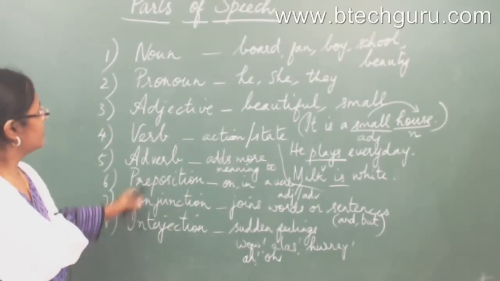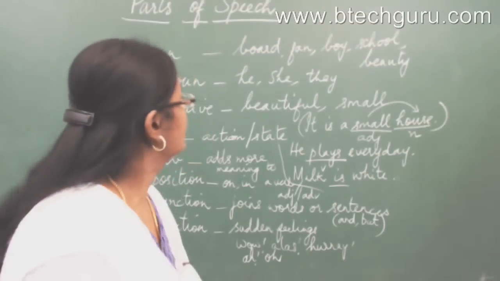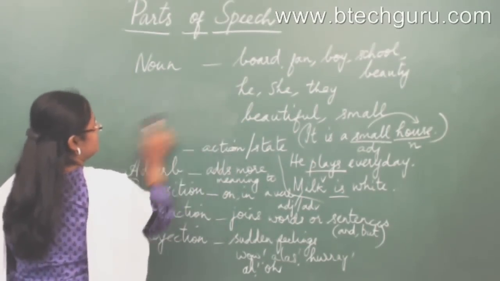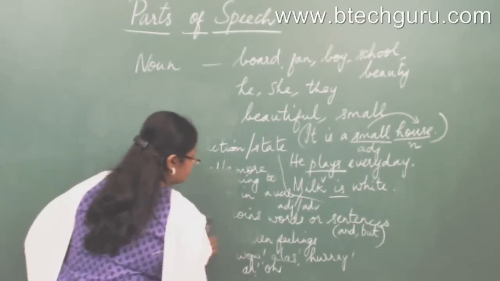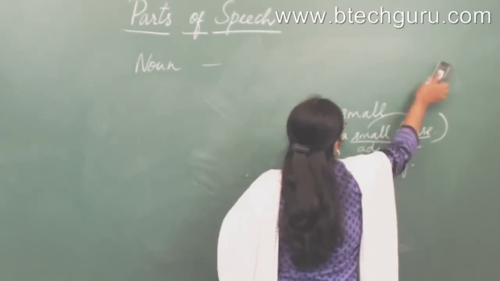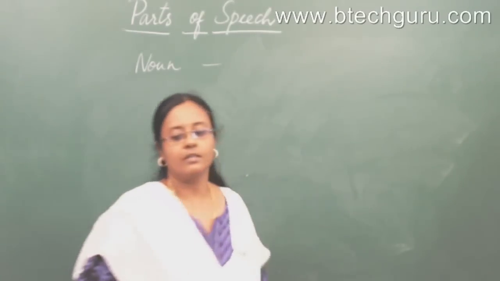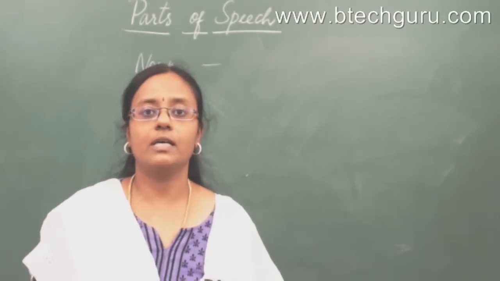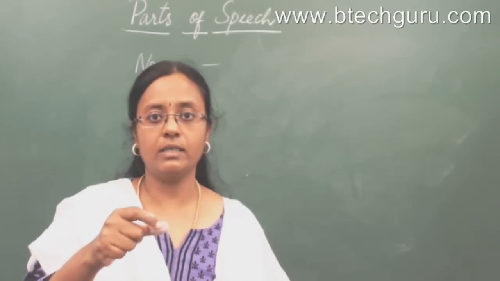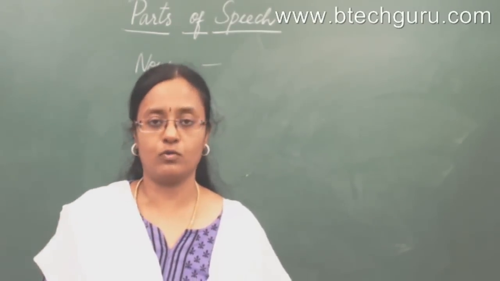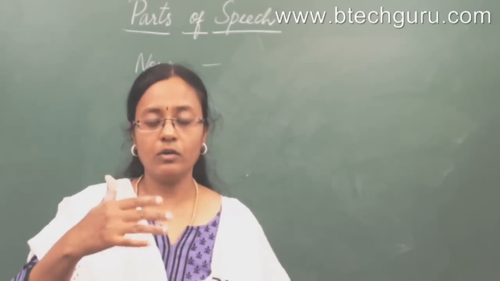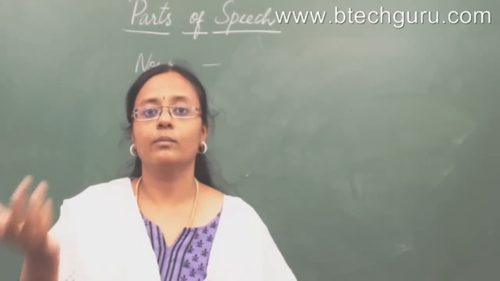So, this is the parts of speech with the definition and examples. We will go into them in detail now. I hope you are clear with the definitions. Let us have a recap of that now. A noun is the name of a person, a place, a thing, or an idea. A pronoun is nothing but a word that is used in place of one or more nouns. An adjective is a word that adds more meaning or describes a noun or a pronoun.